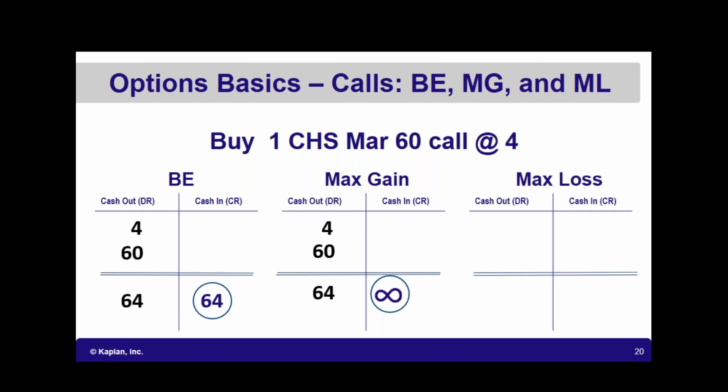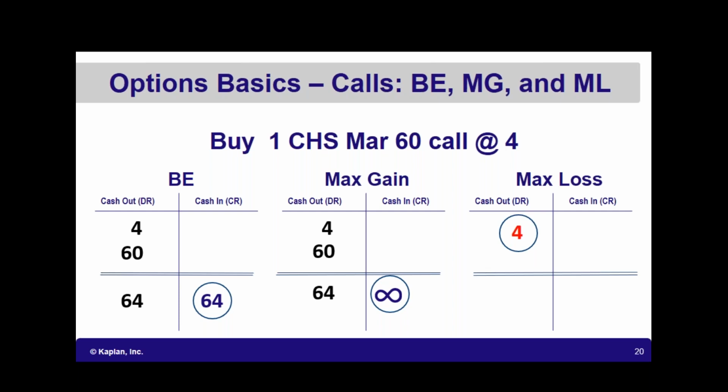Now, we've calculated our break even. We've calculated our maximum gain. But I want to also know, how much could we possibly lose? Rule of thumb, you can only lose what you pay. So because I paid $4 a share, or a total of $400, that's my maximum loss.